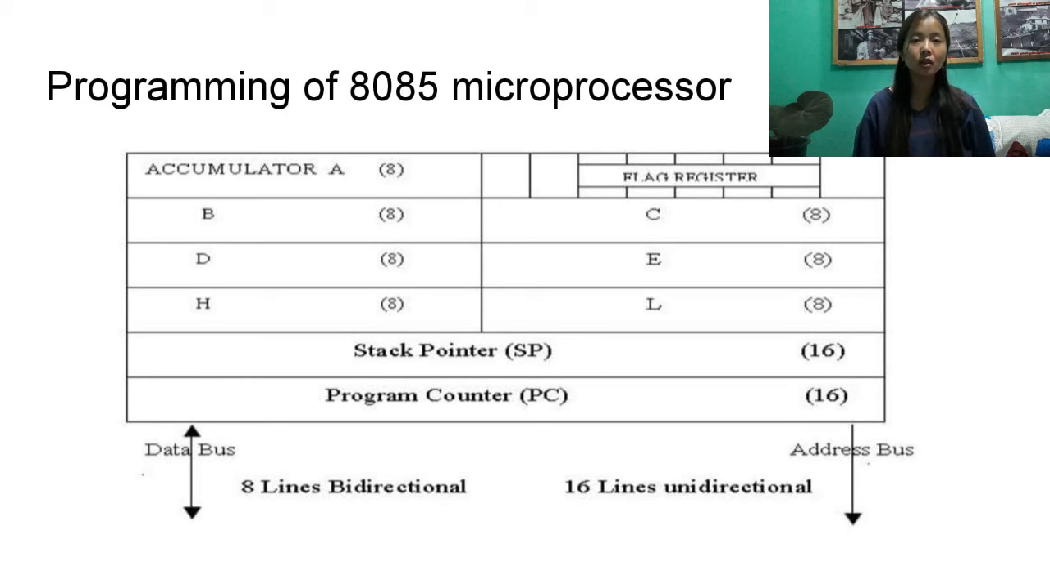Now the accumulator. The accumulator is an 8-bit register that is a part of the Arithmetic Logic Unit, ALU. This register is used to store 8-bit data and to perform arithmetic and logical operations. The result of an operation is stored in the accumulator. The accumulator is also identified as register A.